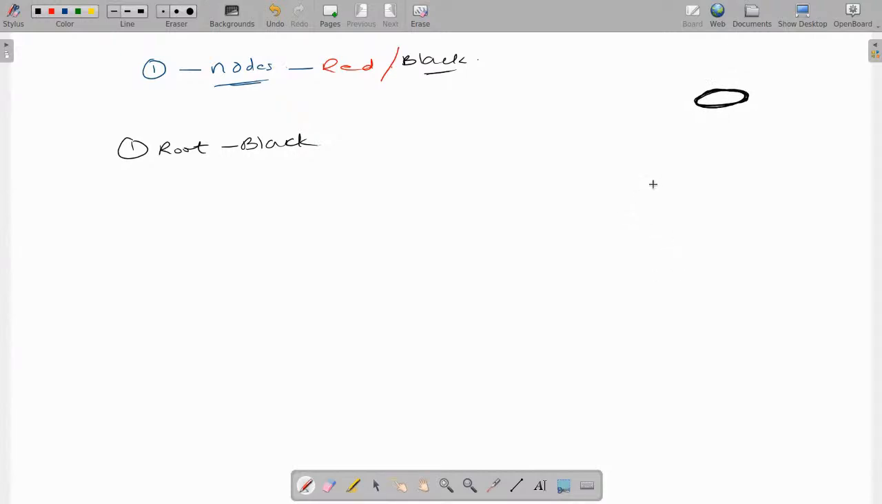Now all the nulls, any null pointer that is there, is considered a black node. That means that at the leaf node, the leaf node has null as the next pointer. So every leaf node must be a black color.